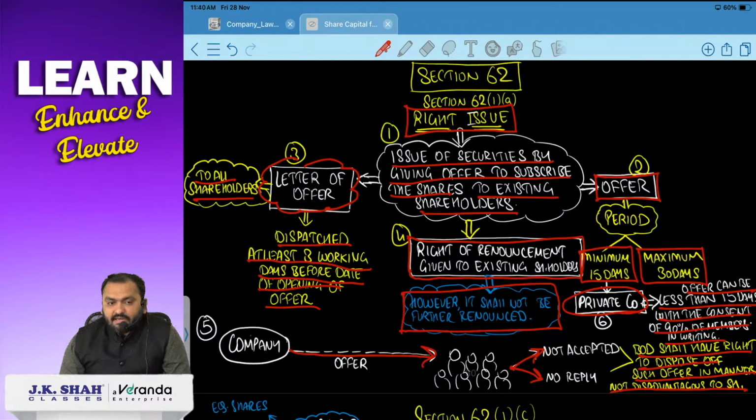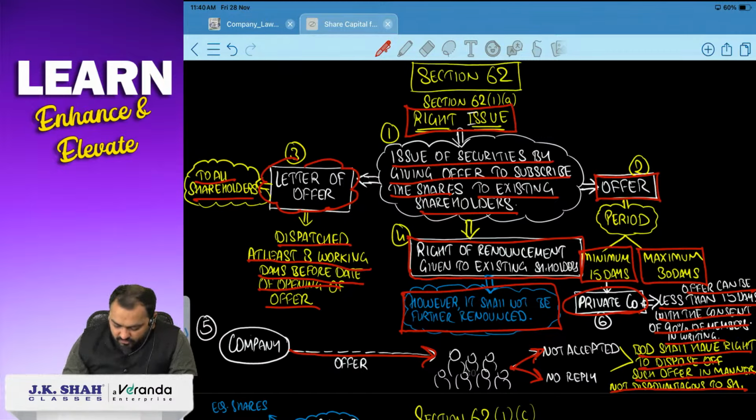In a private company they can keep the offer open for minimum less than 15 days also, but they need to take the consent of 90% of the total number of members in the company. Then point number 3, they will send what? Prospectus, letter of offer to all the shareholders, all the members of the company. And this letter of offer shall be dispatched at least 3 working days before the opening date.